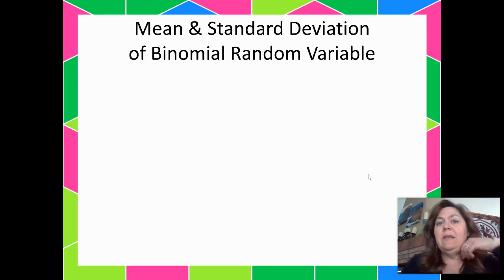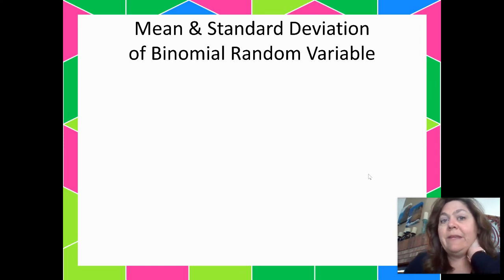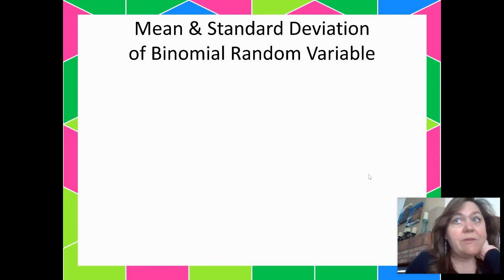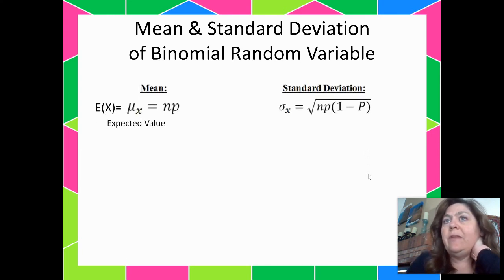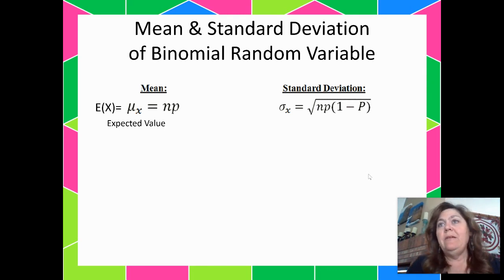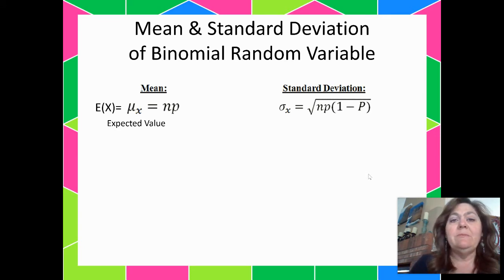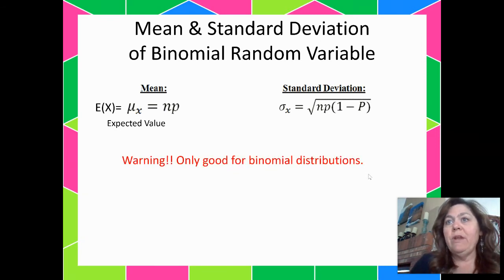What about finding the mean and the standard deviation? Remember, another word for mean is expected value. So now that we're doing binomial, these are pretty easy. The expected value for binomial only, this is not for all sets, only if you've proven BINS, then the mean is NP. And your standard deviation is the square root of NP times 1 minus P. Your variance would be without the square root, of course. Warning, warning, only good for binomial distributions.